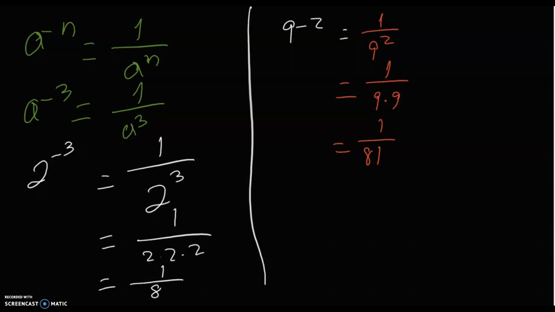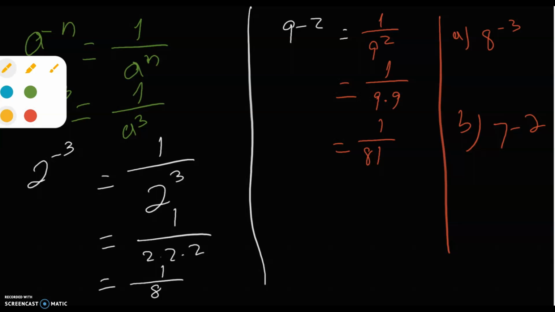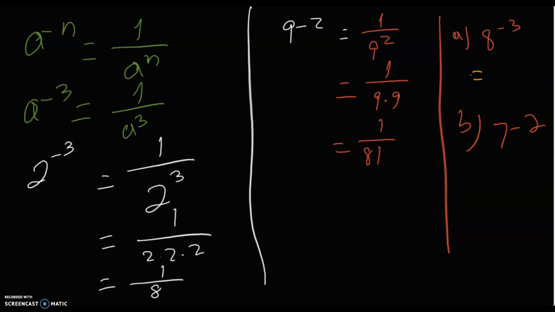That's correct. Let's you try this too. Okay, a is 8 to the negative 3 and b is 7 to the negative 2. Try this. Good. So change it to a fraction as 1 over 8 to the third power. Okay, the answer is 1 over 512. Good job, because 8 to the third power is 512.